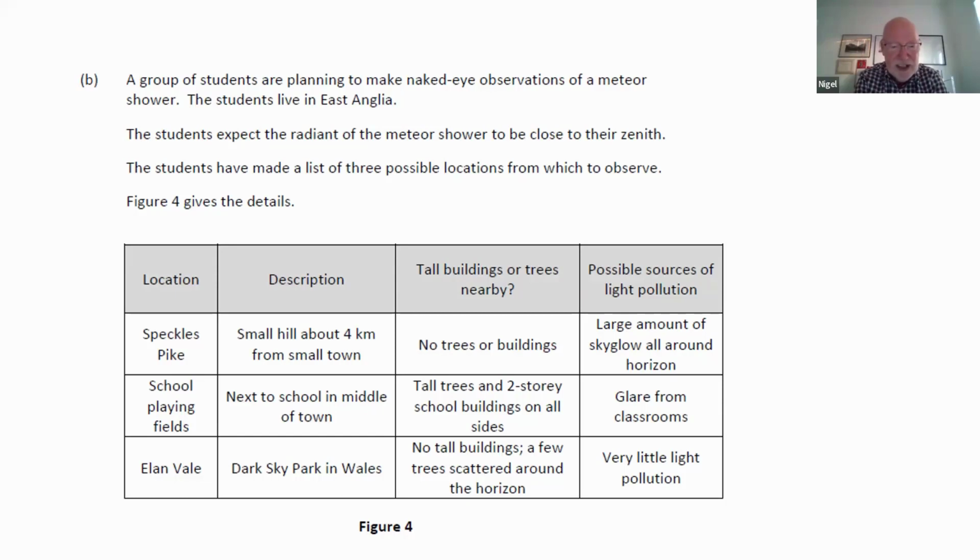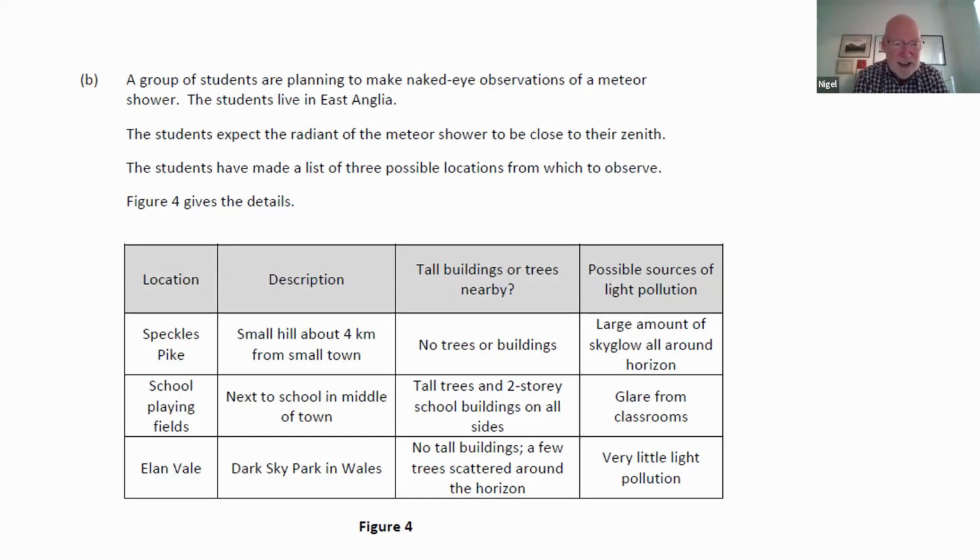Got the school playing fields next to the school in the middle of the town. We might have glare from classrooms. No, because school will have closed. Yes, because we might have evening classes, or we might have outdoor five-a-side football with floodlights and things like that. Not brilliant. Or we might go to a deep sky park in Wales at Ellen Vale. No buildings, no trees, very little light pollution. Are we actually bothered about that? Are we actually bothered about seeing so many stars we can't actually jot a map down? So you've got to weigh this up and give an answer.